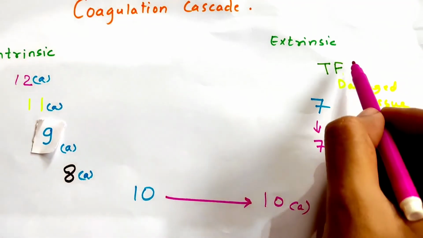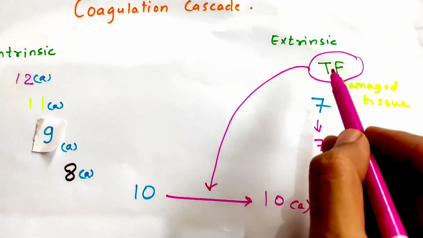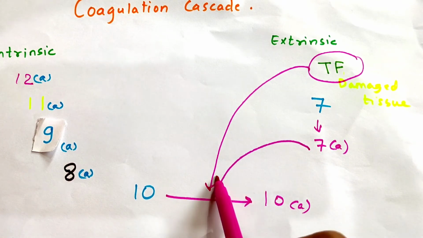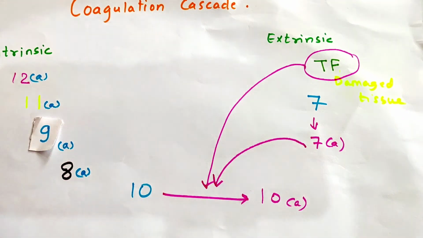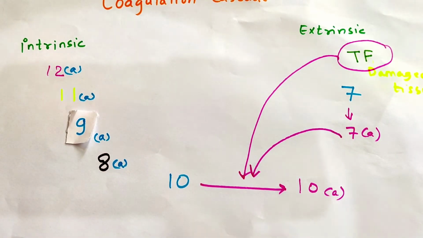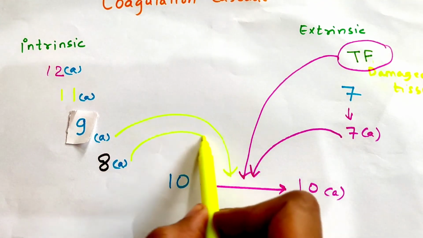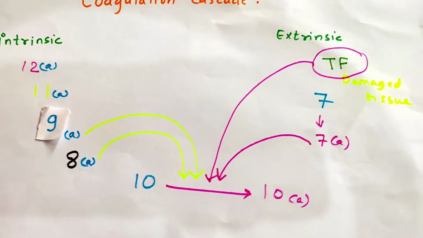Now this tissue factor from the extrinsic pathway and activated factor 7 will convert factor number 10 to activated factor number 10. And in the intrinsic pathway, activated factor 9 and activated factor 8 will convert factor number 10 to activated factor number 10.